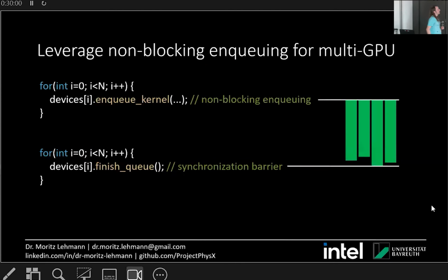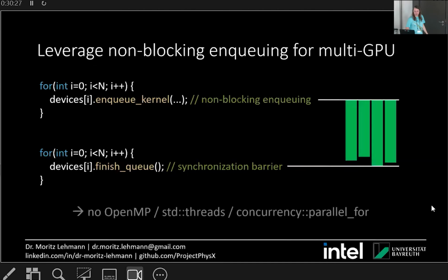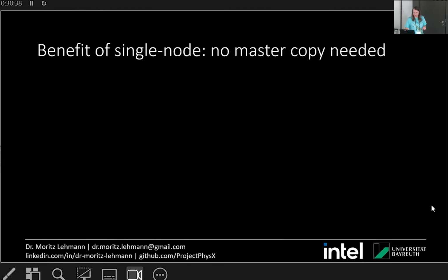Another trick that I'm using is that the device calls are all non-blocking. So I can tell all of the different GPUs one after the other to enqueue this kernel, and it enqueues the kernel for all GPUs. Then I make another loop where I finish all of the queues, and this is a synchronization variant. So they all start at the same time and sync at the same time. This means I do not need any OpenMP, std::thread, or parallel_for implementation for it. I can just use the multiple device queues, which makes it simpler and even more efficient.